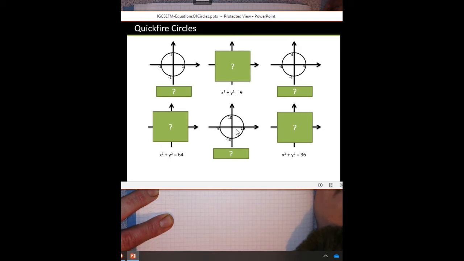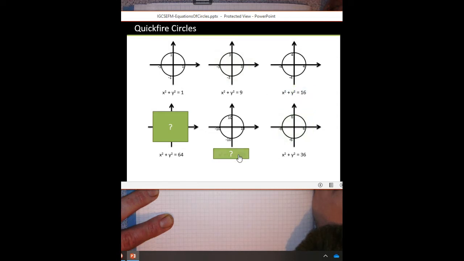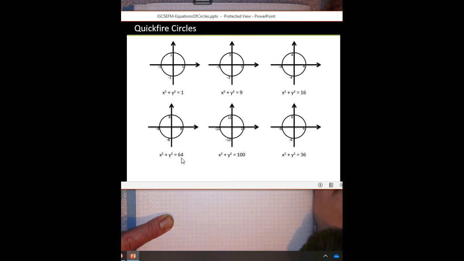Okay, pause the video. Write down the equations of these circles. That's got a radius of 1, that's got a radius of 4, that's got a radius of 10, and draw the missing circles, please. Okay, here come the answers. They're all centred on 0, 0, and they all have a radius of the square root of that number there. Okay, there you go. GCSE circles done.